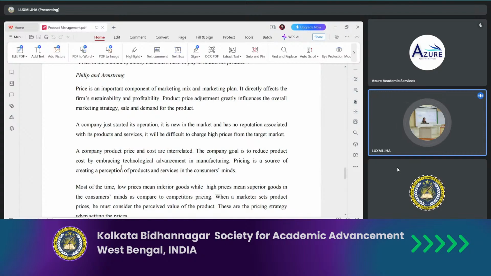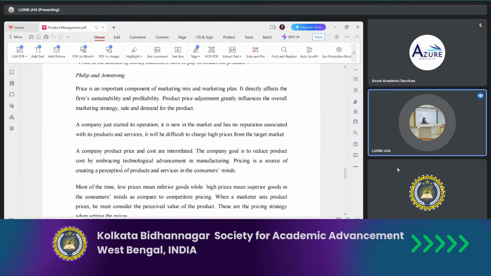So I have jotted down some basic pricing strategies over here, which one has to go with. First is pricing at premium. That is when a marketer comes up with a particular product pricing which is a bit higher than the normal price the market is offering. That is pricing at the premium.